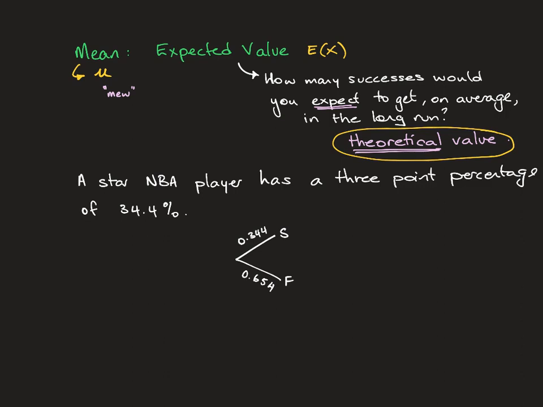So for example, an NBA player has a 3-point percentage of 34.4%. That means when they take a 3-point shot, they have a 0.344 chance of success and a 0.656 chance of failure. So what you would expect in the long run is that however many shots a player attempts, they would be making around about 34% of them. So let's have a look at what that means.